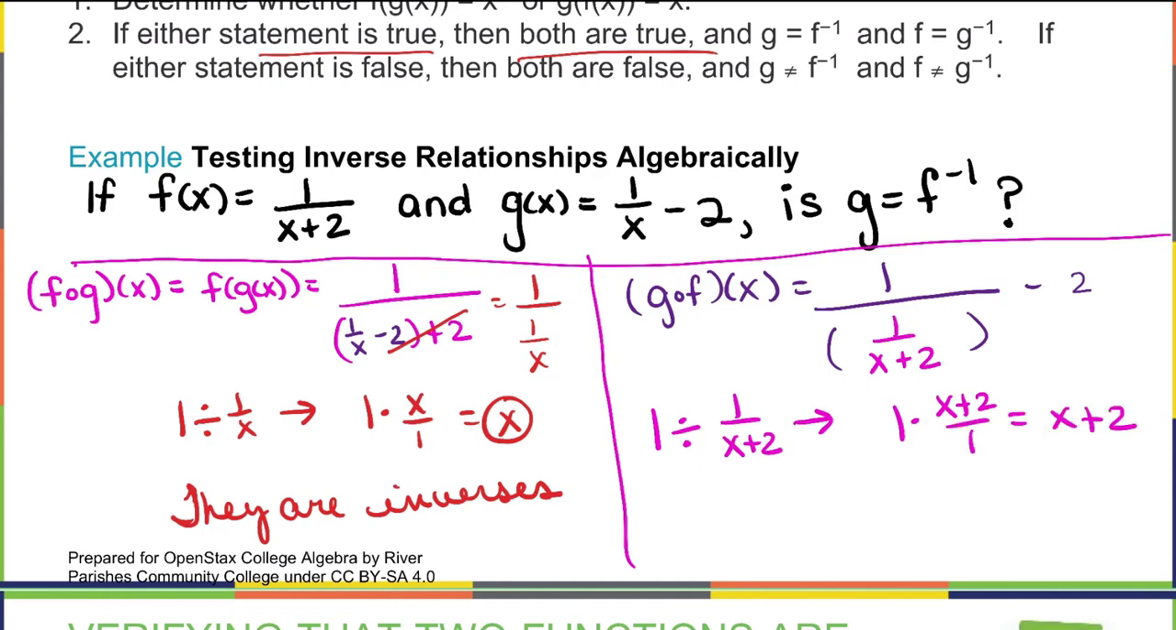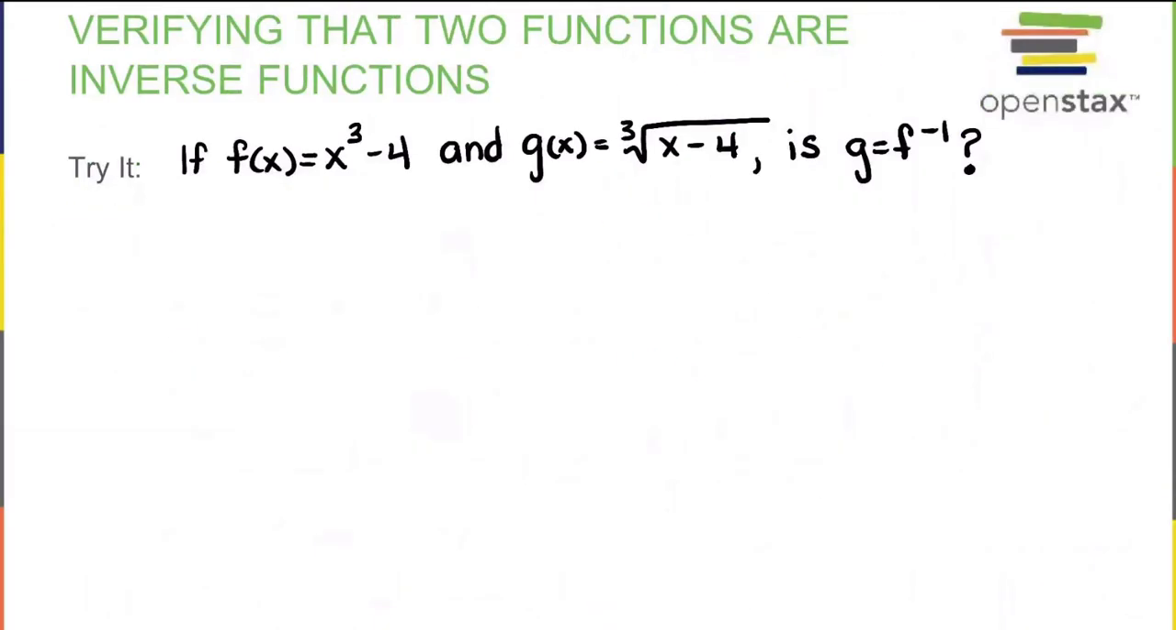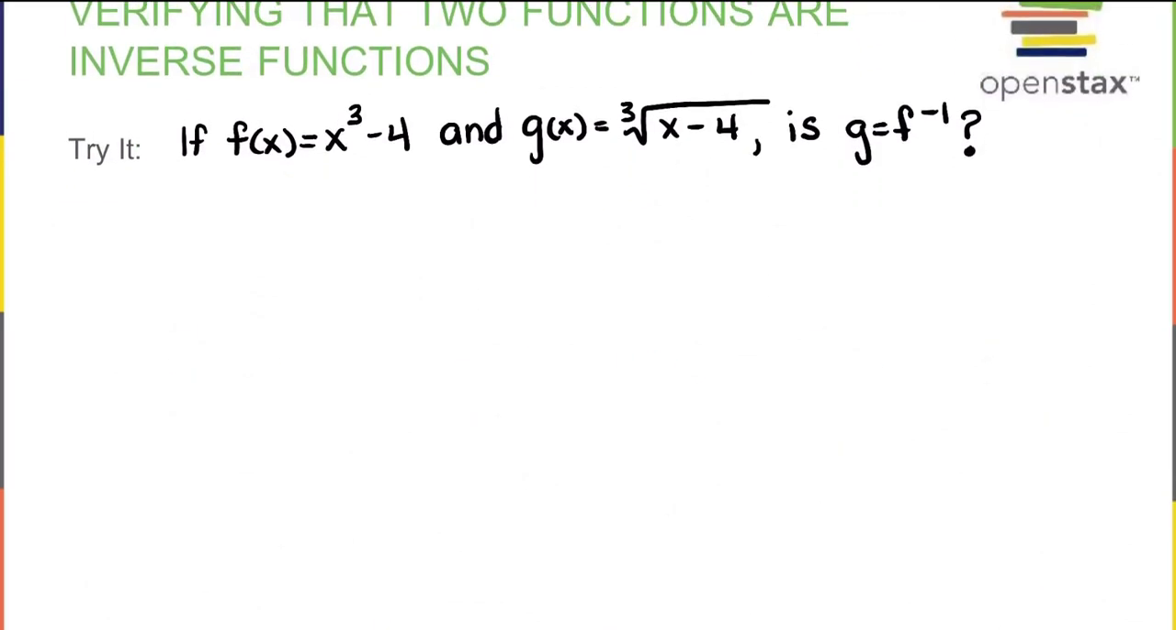Okay, so all I've done so far is this part. So this part is x plus 2. So now I have x plus 2 minus 2. The 2's cancel, and it leaves x again. So f is the inverse of g, and g is the inverse of f of x. So they are inverses of one another. So you guys pause the video and you guys try this one.